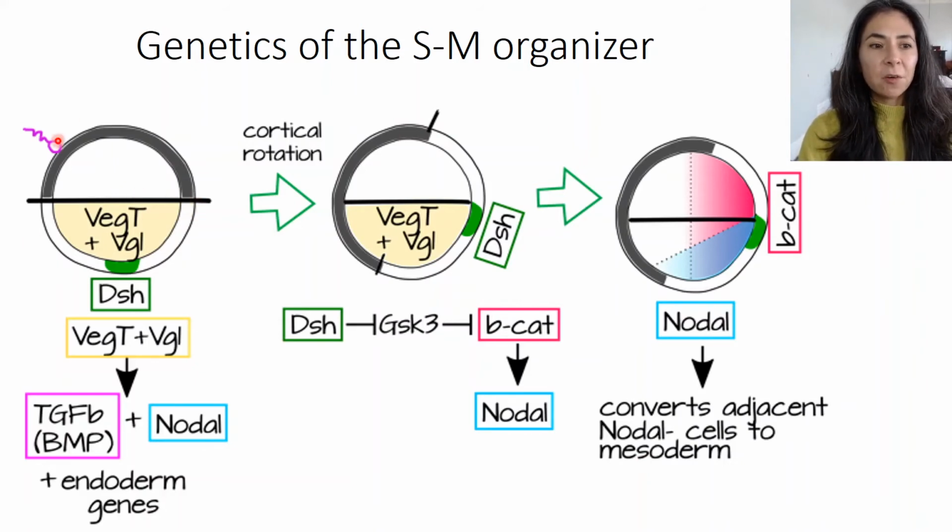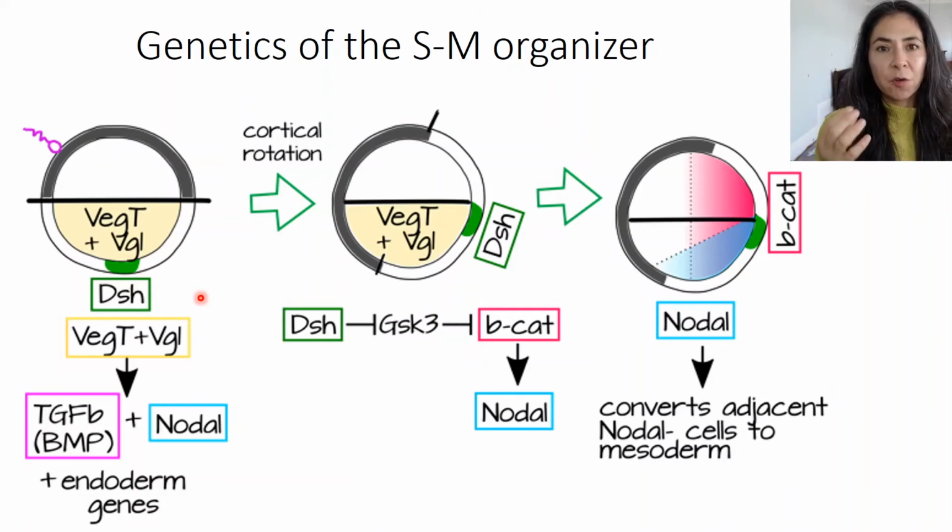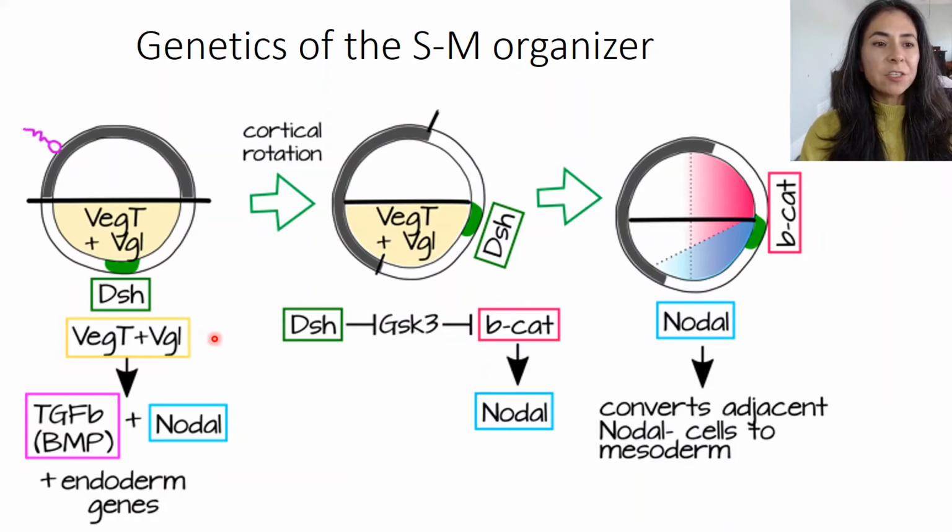First off, let's start by going back to our egg that's just about to get fertilized. Here in the vegetal pole, we have these genes called VegT and Vg1, veg for vegetal, as well as Disheveled. Disheveled is that green blotch that we've been seeing. That's actually Disheveled that's tagged to the cell membranes. All right, so VegT and Vg1 are going to turn on these two genes, BMP and Nodal.